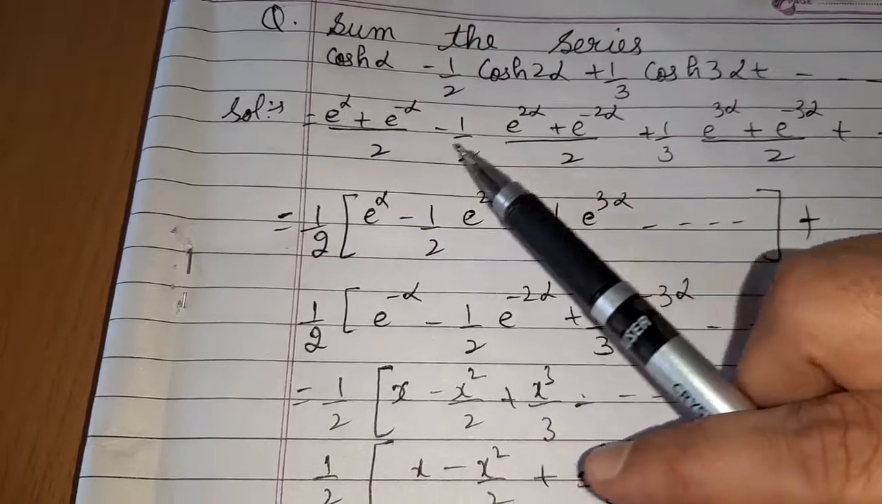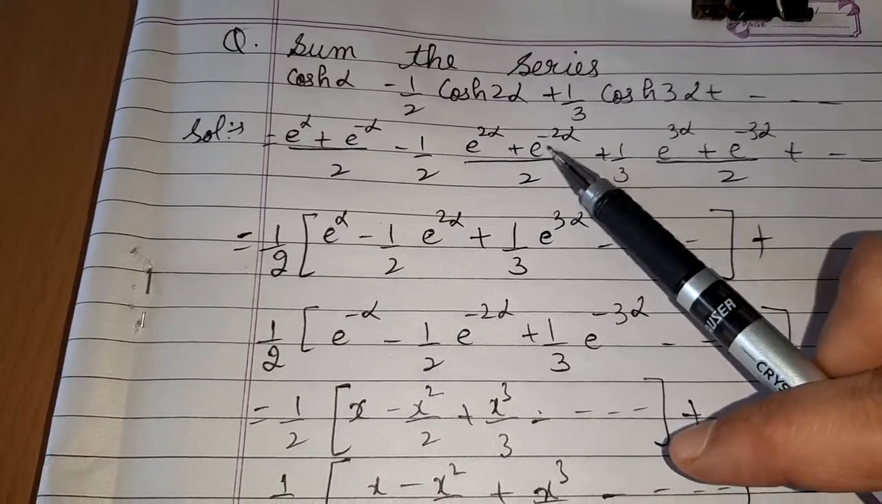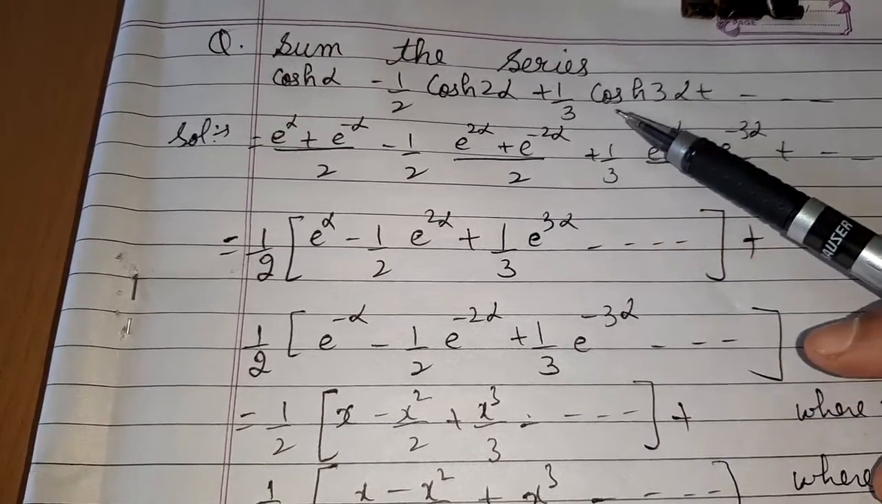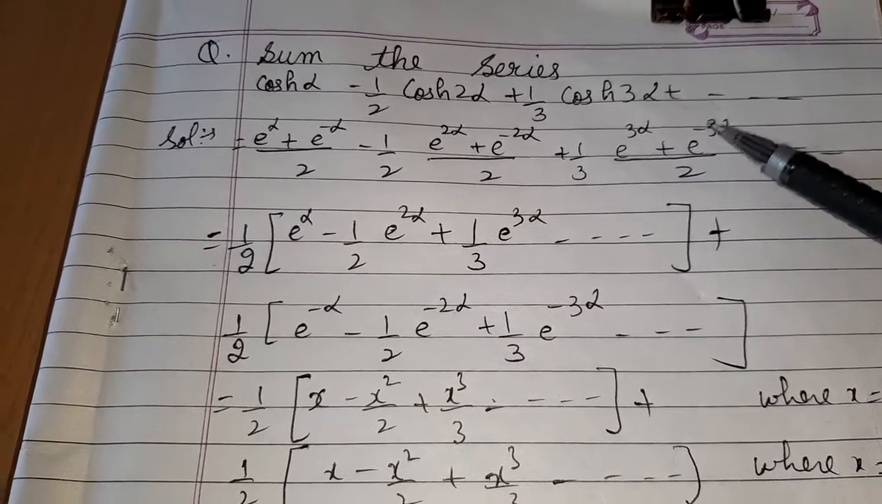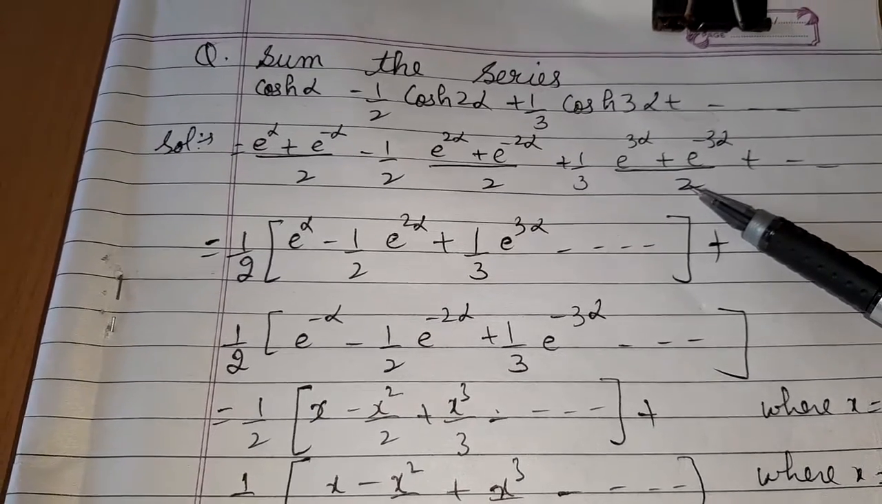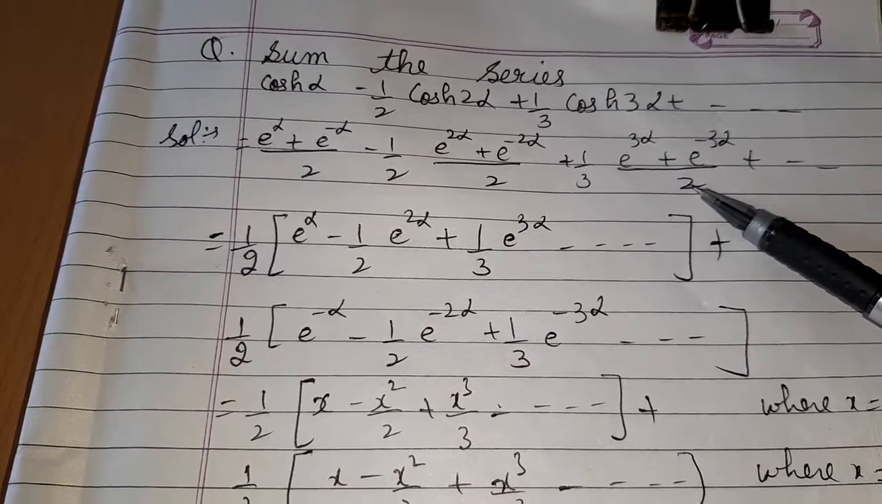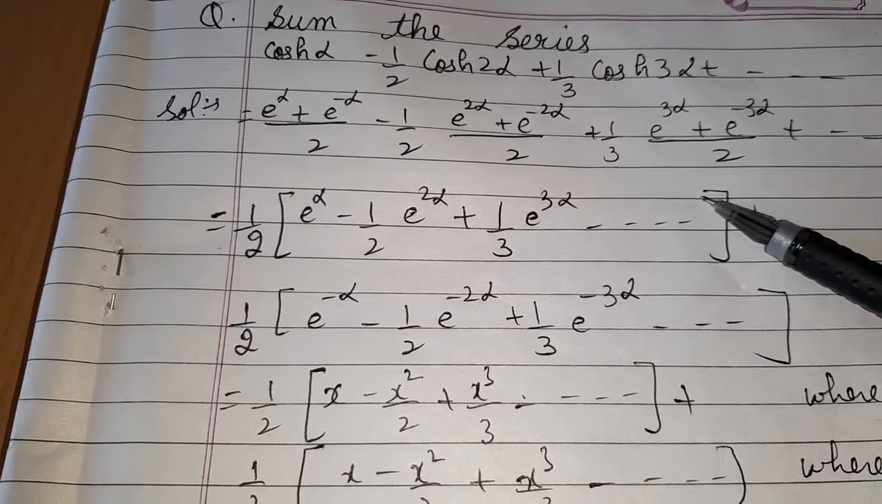minus alpha) by 2, cosh 2 alpha as (e raised to power 2 alpha plus e raised to power minus 2 alpha) by 2, cosh 3 alpha as (e raised to power 3 alpha plus e raised to power minus 3 alpha) by 2. Now next step is to separate the series in e raised to power alpha and e raised to power minus alpha.